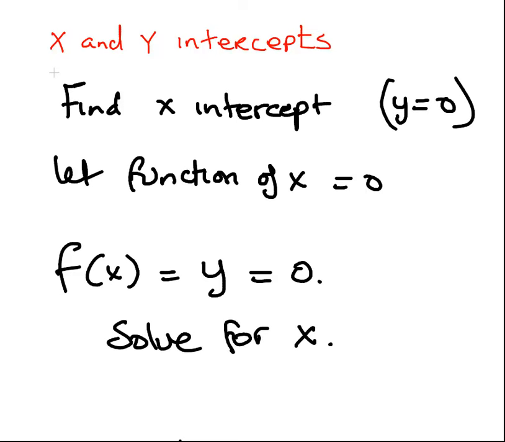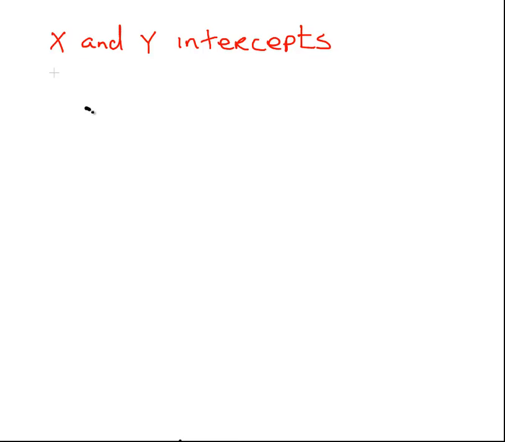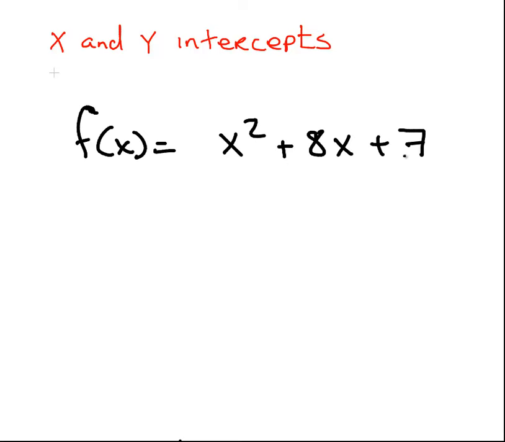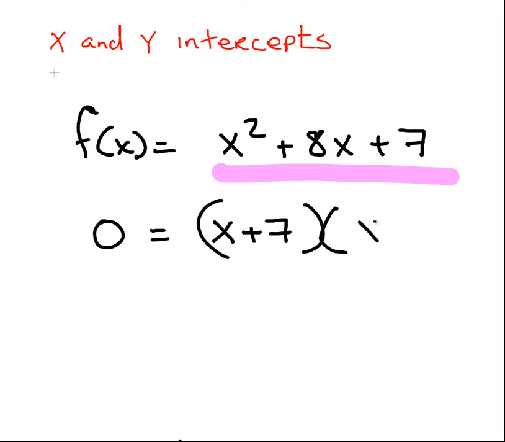Okay, so let's have a look at an example. Suppose our function is f of x equals x squared plus 8x plus 7. What we do in this situation is let it equal to 0 and factorize it. Factorize that quadratic: x plus 7 times x plus 1. I did that off the top of my head, and sometimes I go too fast, but in case that's not the right answer, just assume it's right.